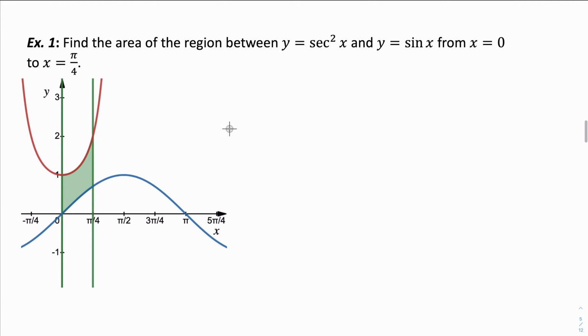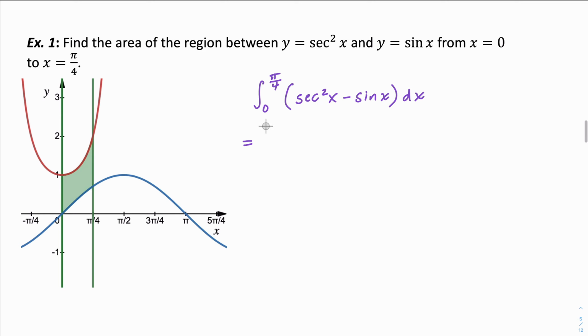So when you integrate with respect to x, it's going to be the integral from 0 to pi over 4. And remember, it's going to be the top function. In this case, the top function is secant squared x, minus the bottom function, which is the sine of x. And then again, we're integrating with respect to x. So go ahead and take the antiderivative.